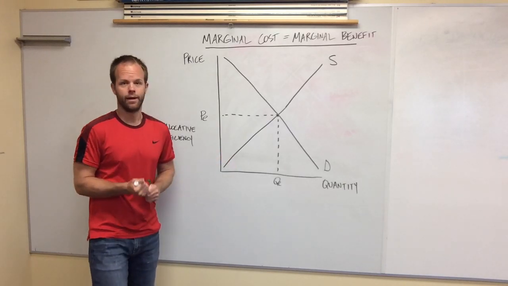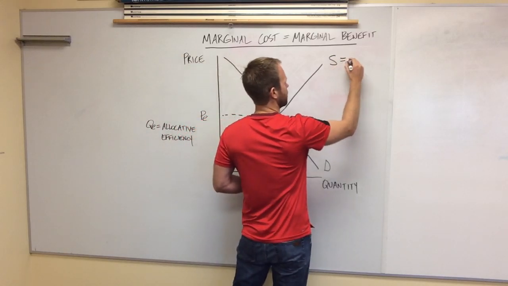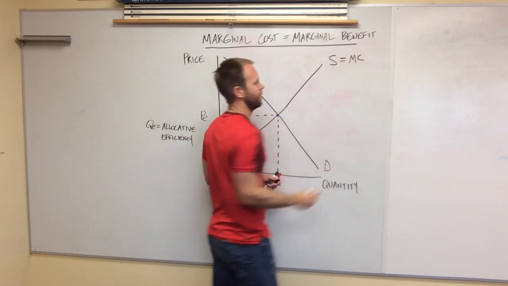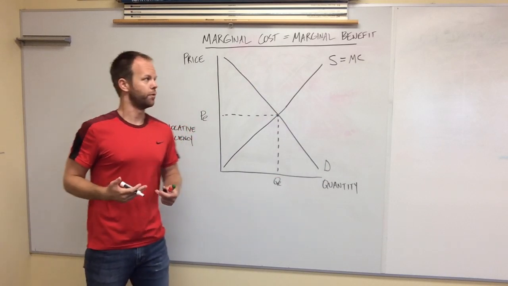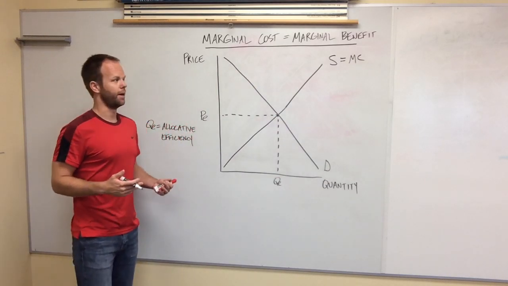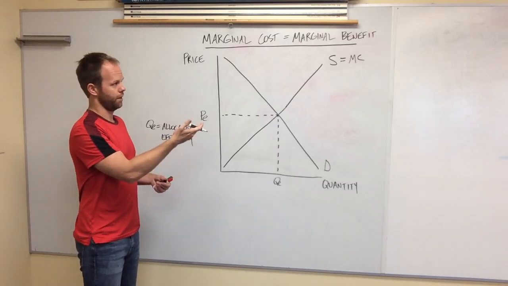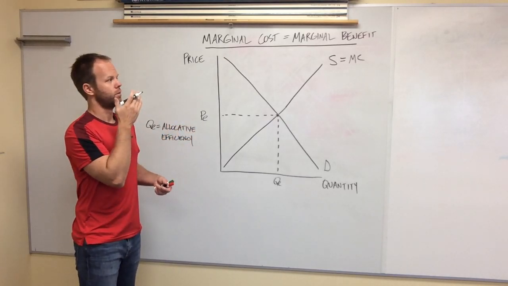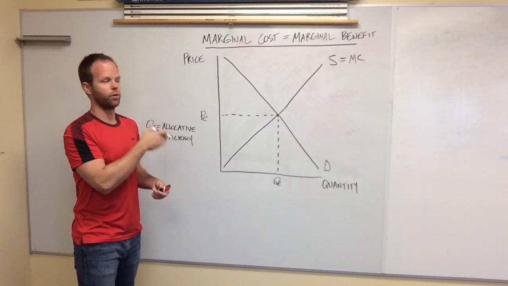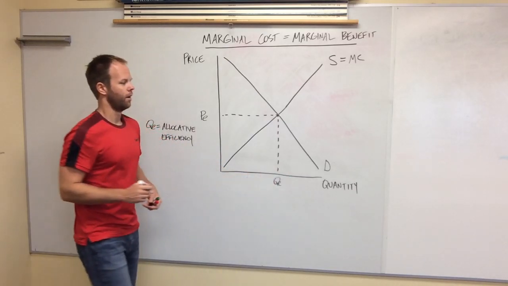Basically, supply is marginal cost, because it is upward sloping, right? And we know through our assumptions of the law of supply that supply is showing the cost to produce one more thing as we go this way, right?